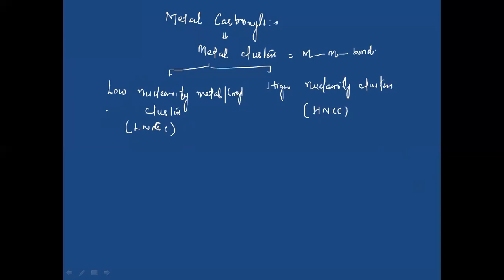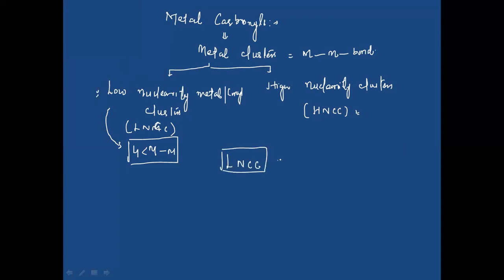Now what are low nuclearity metal clusters? Low nuclearity clusters are those in which the number of metal-metal bonds is less than 4. When the number of metal-metal bonds is less than 4, the clusters are called low nuclearity carbonyl clusters. And when the number of metal-metal bonds is more than 4, they are called high nuclearity carbonyl clusters. Now first we will study low nuclearity metal carbonyl clusters. So our first discussion will be on LNCC.